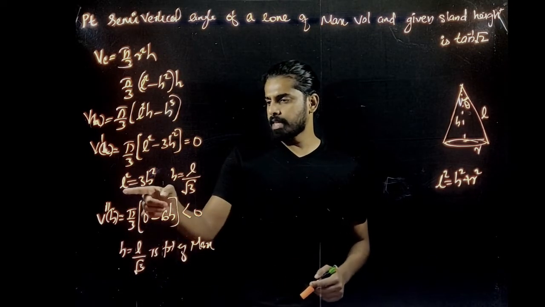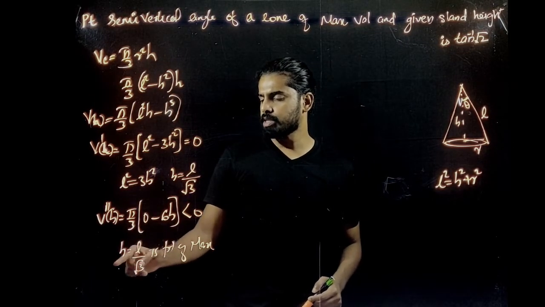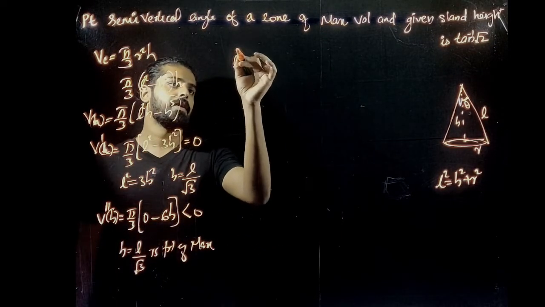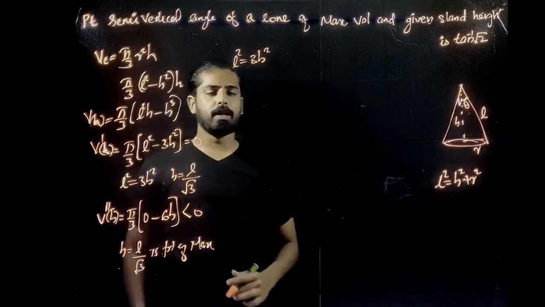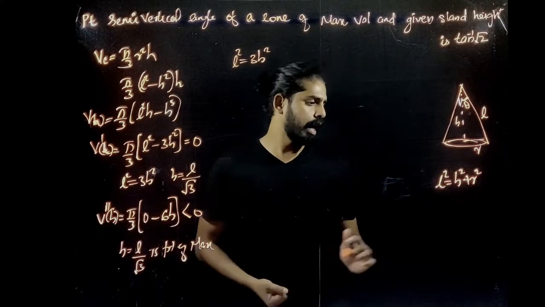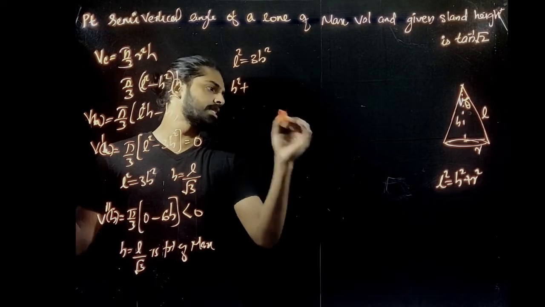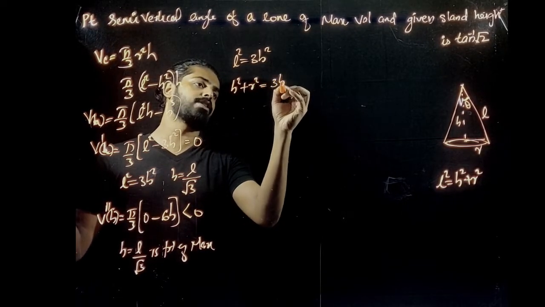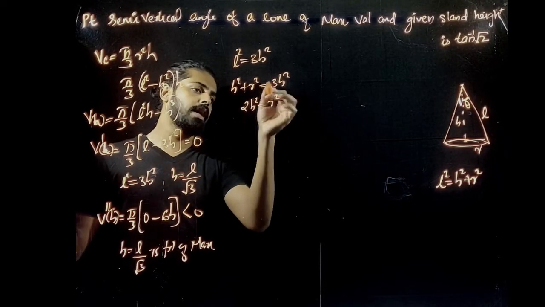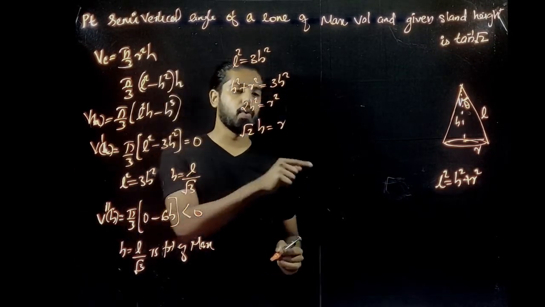We know that if h is equal to L by root 3, then if we square this and take root 3 to this side, we get L square equal to 3h square. When the volume is maximum, h is equal to L by root 3, that means L square is equal to 3h square. And L square equals h square plus r square. So h square plus r square is equal to 3h square. That means 2h square is equal to r square. Taking square root on both sides, we get root 2 h is equal to r.